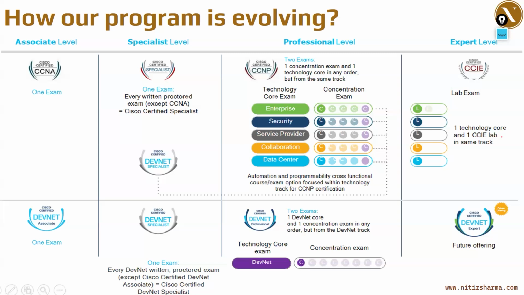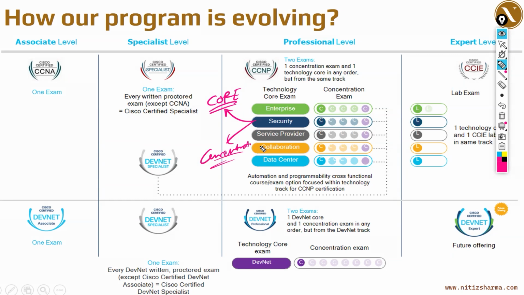Yeah. So CCNP, one exam. Let's say I started talking about security. One will be your core exam, right? And then one will be your concentration exam. So how have they managed it like this, or why have they given it like this?